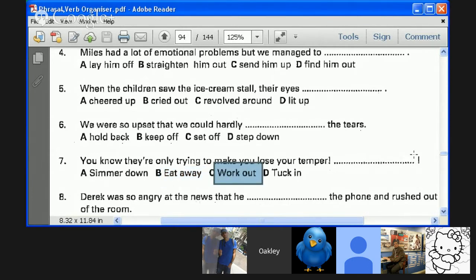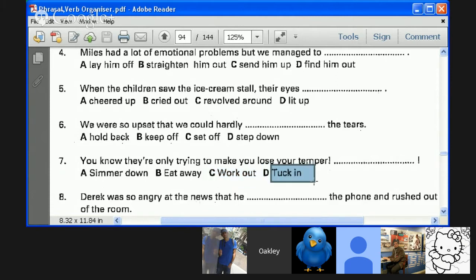Work out. All right. Of course, you can work something out, come to a solution, come to an agreement with someone else, or figure out a solution. I think I worked out a solution to the problem. All right, but also, of course, we all know workout as meaning exercise. That's very common, of course.